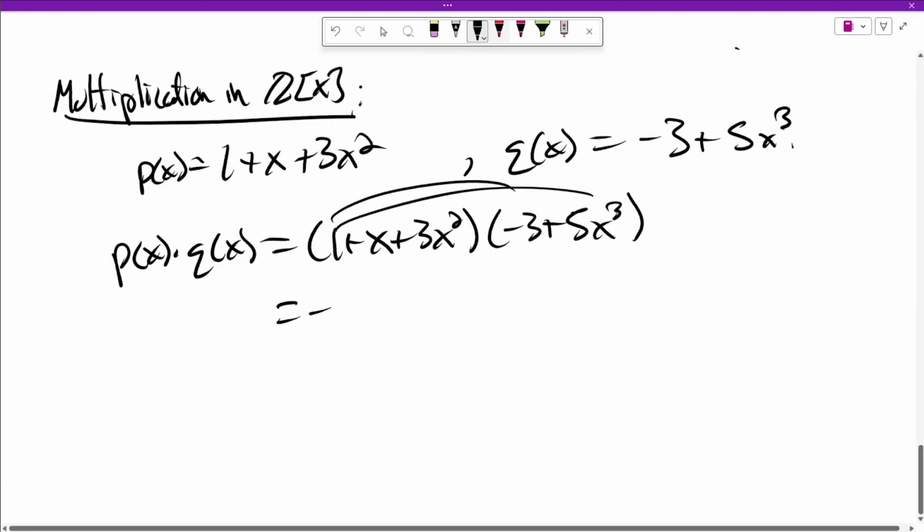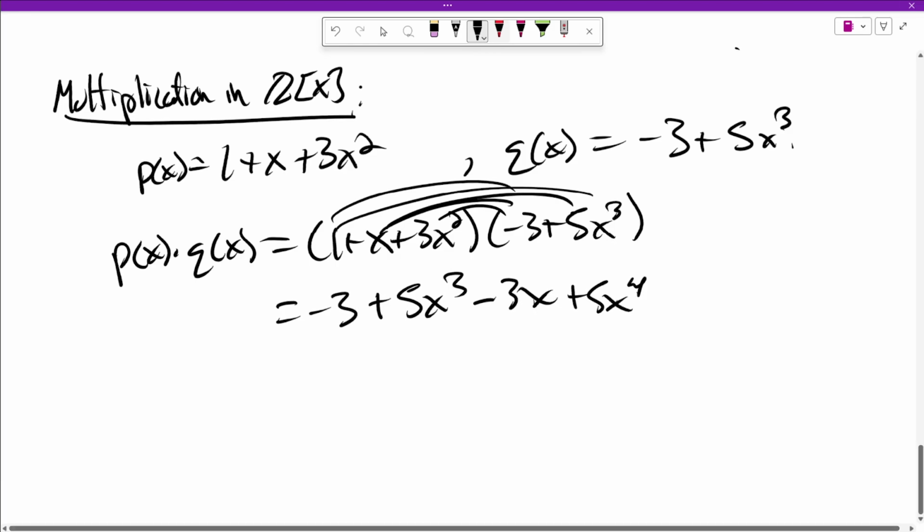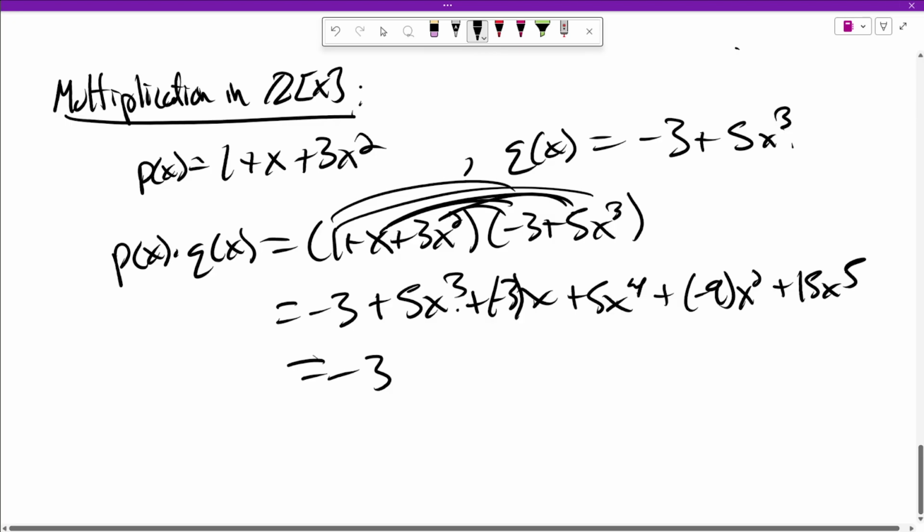So we multiply our 1 in, we're going to get -3 plus 5x cubed. We multiply our x in, we get -3x plus 5x to the fourth. We multiply our 3x squared in, we're going to get -9, oops, it should be plus -3, sorry, -9x squared plus 15x to the fifth. And then after you multiply them, you combine like terms. And we lucked out with this, so there's no combining that actually happens.